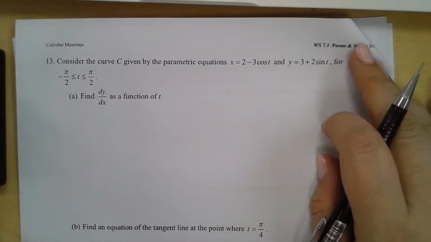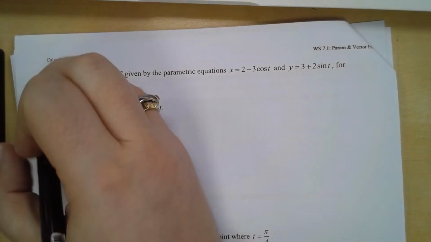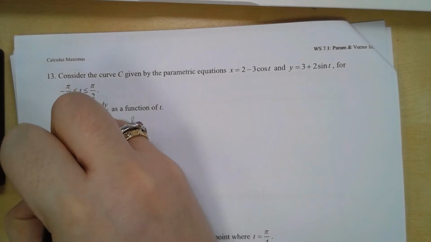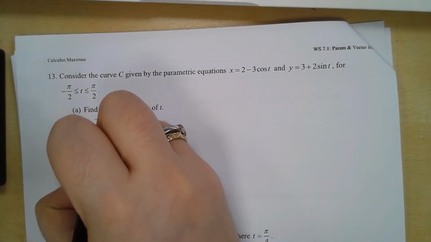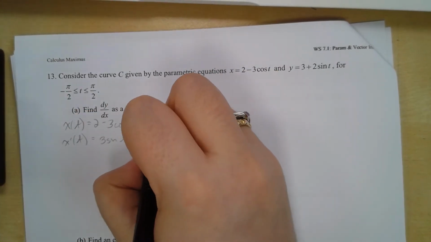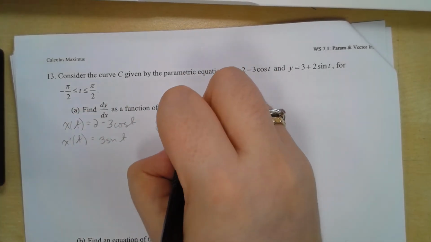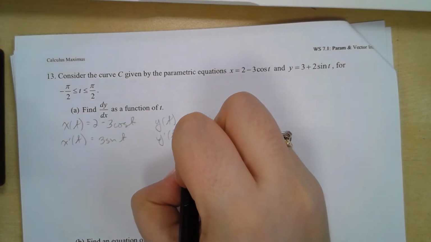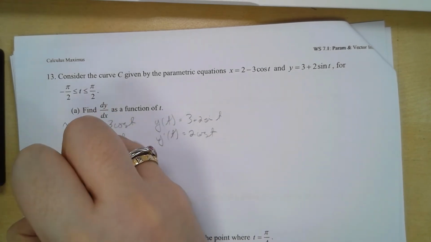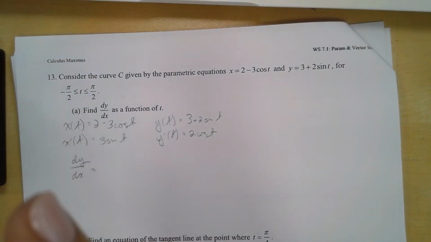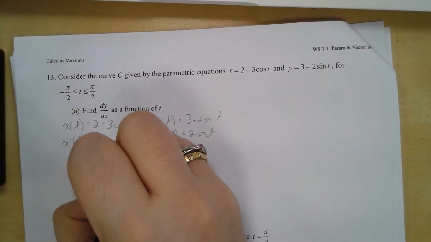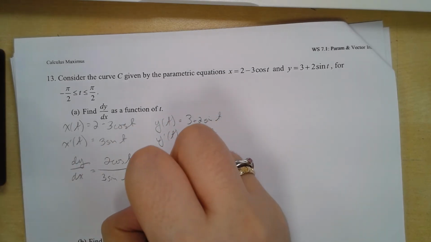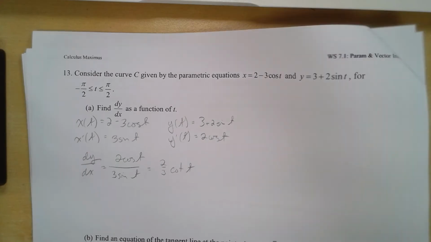We want to find dy over dx as a function of t. Well, x of t is equal to 2 minus 3 cosine t. X prime of t is equal to 3 sine of t. Y of t is equal to 3 plus 2 sine of t. So y prime of t is equal to 2 cosine of t. So dy over dx is just going to be equal to 2 cosine of t over 3 sine of t. Or if you want, you can write this as 2/3 cotangent of t, but you don't really need to.